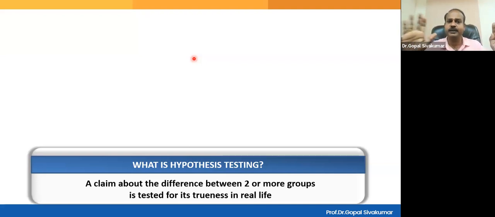Maggi versus Yippee versus Top Ramen. Which noodles contain the lower lead content? Now I have a doubt, isn't it? My doubt is maybe one of the packets may have more lead content. I don't want to consume it. Now what is my null hypothesis? The lead contents are equal.